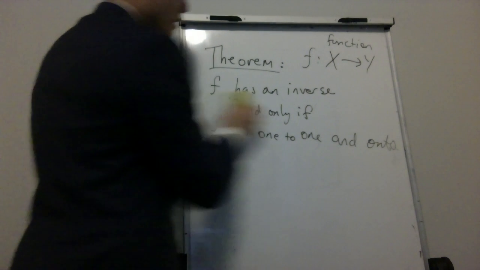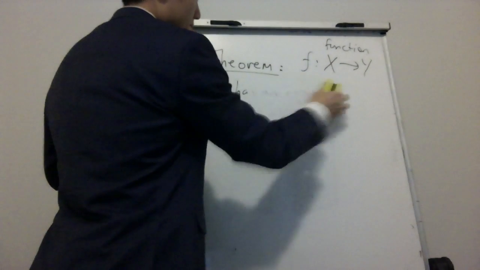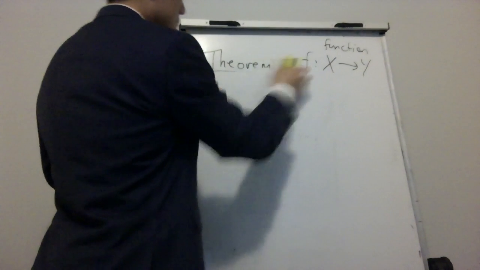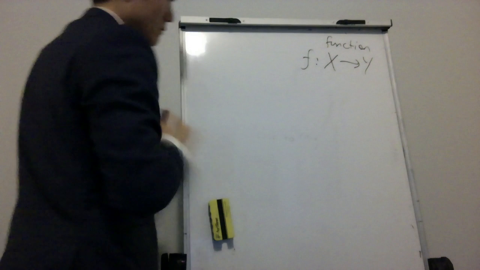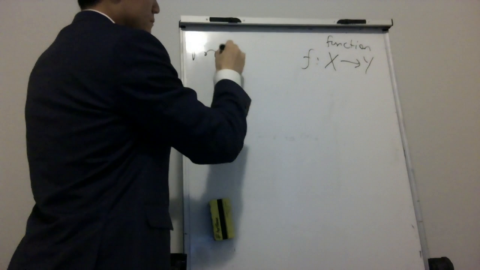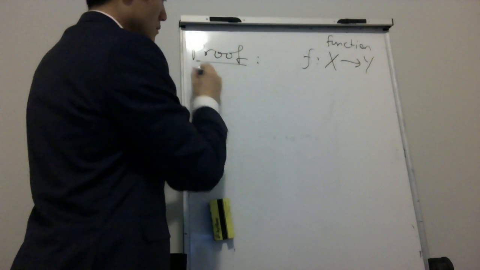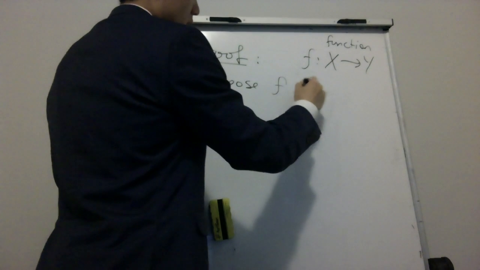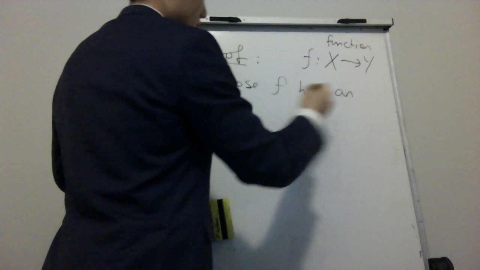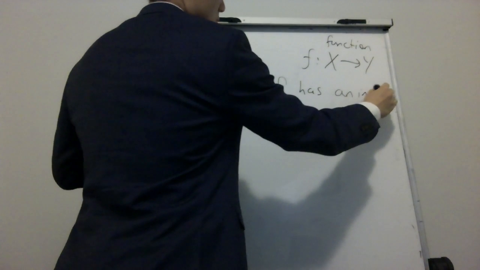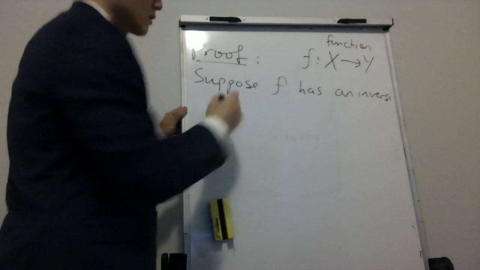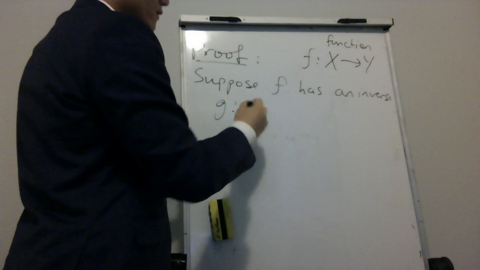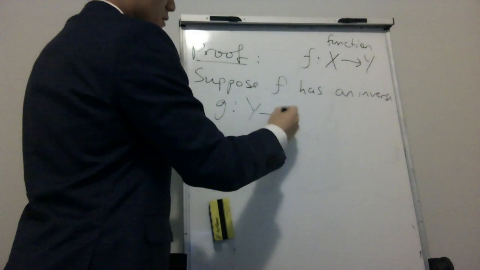Let's suppose that f has an inverse. Suppose f has an inverse, and we call that inverse g, and the inverse has to always go from the codomain to the domain.